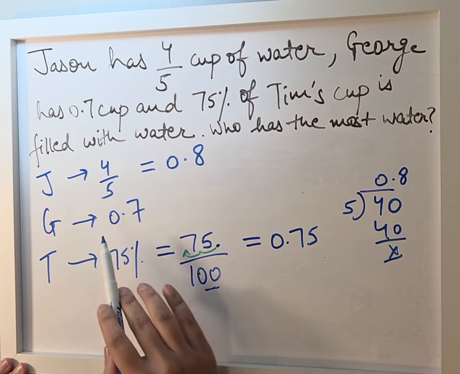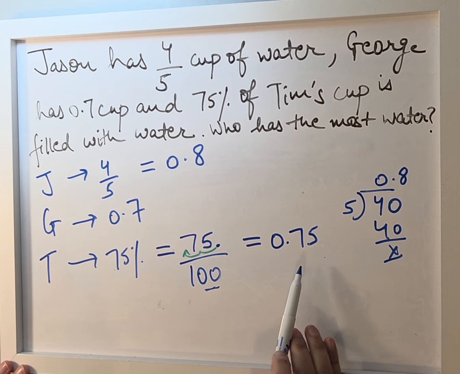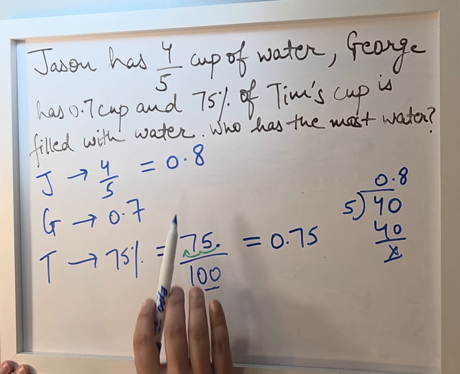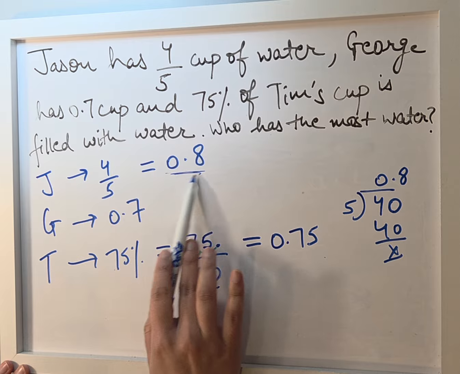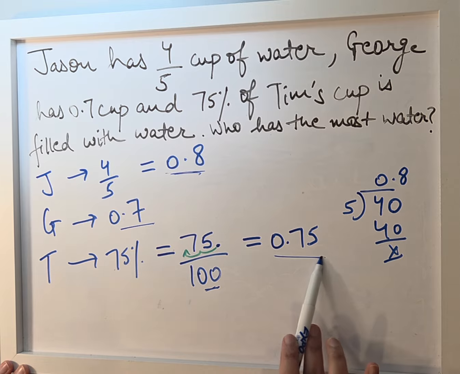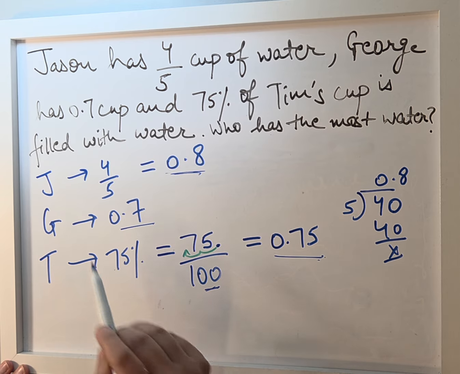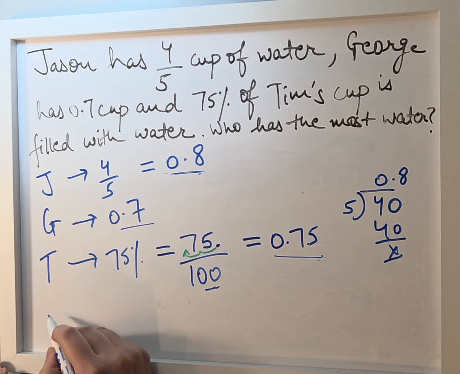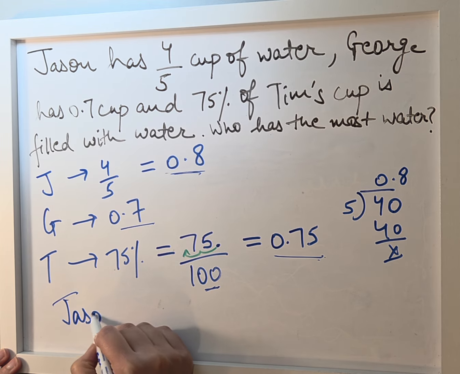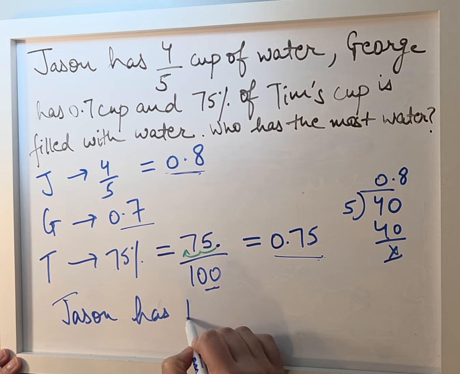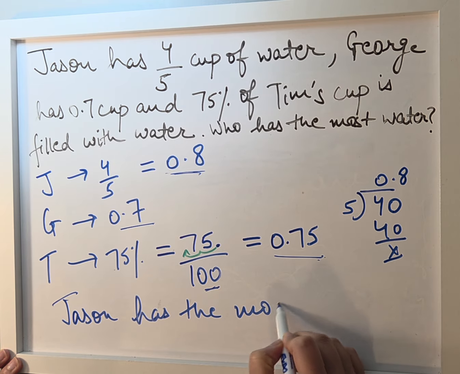Okay, so it's 0.8, 0.7, 0.75, and now it becomes simple. 0.8 is greater than 0.7 and 0.75. Okay, so we can say Jason has the most water.